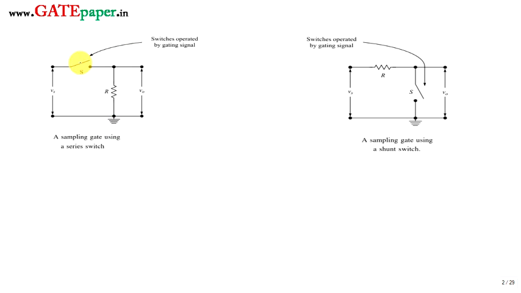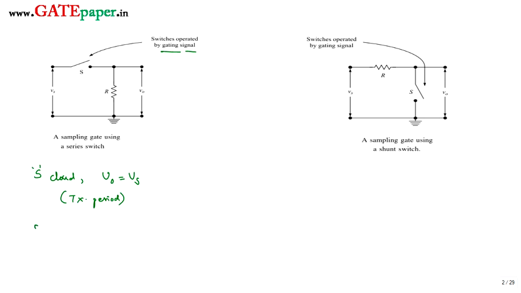So let us assume this is going to be a switch, which is operating with a gating signal. Now the switch is in series with the output, whereas in this case the switch is in parallel with the output. Both the switches are going to be operated by gating signals, and just now we have seen a gating signal is a rectangular pulse which will have two levels. So when the switch is closed, for this case, then we can say that V0 is equal to Vs, which we call the transmission period.